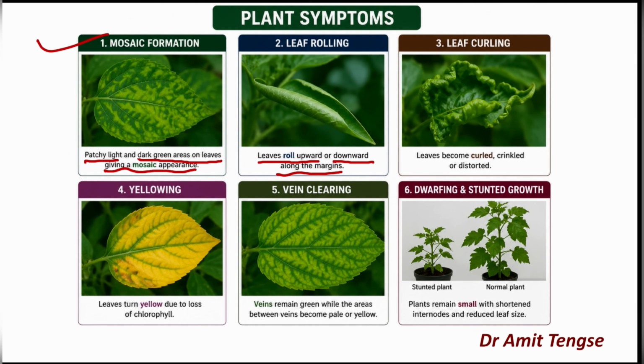Then third is leaf curling. Leaves become curled, crinkled or distorted. Yellowing is when leaves turn yellow due to loss of chlorophyll. Vein clearing: veins remain green while the areas between the veins become pale or yellow. Then dwarfing and stunted growth. This is the stunted plant and this is the normal plant.